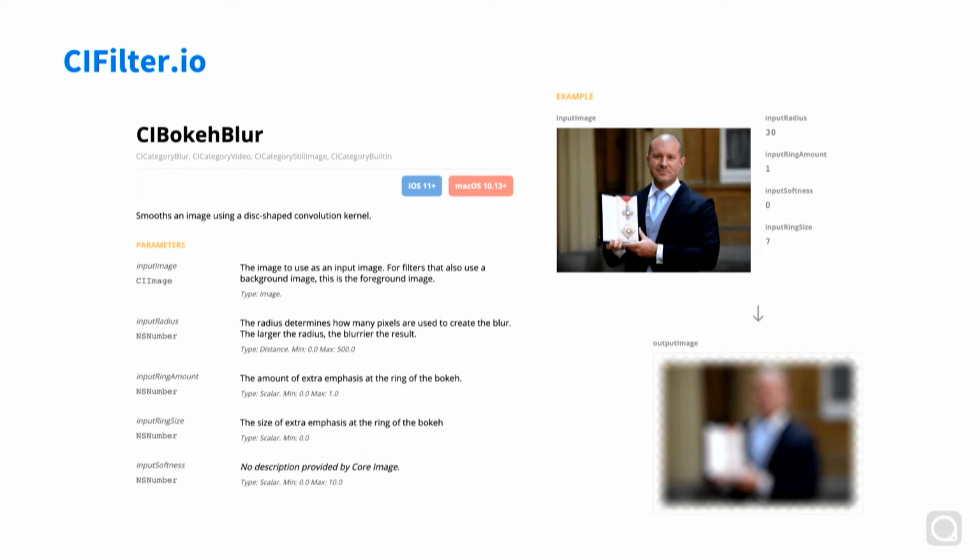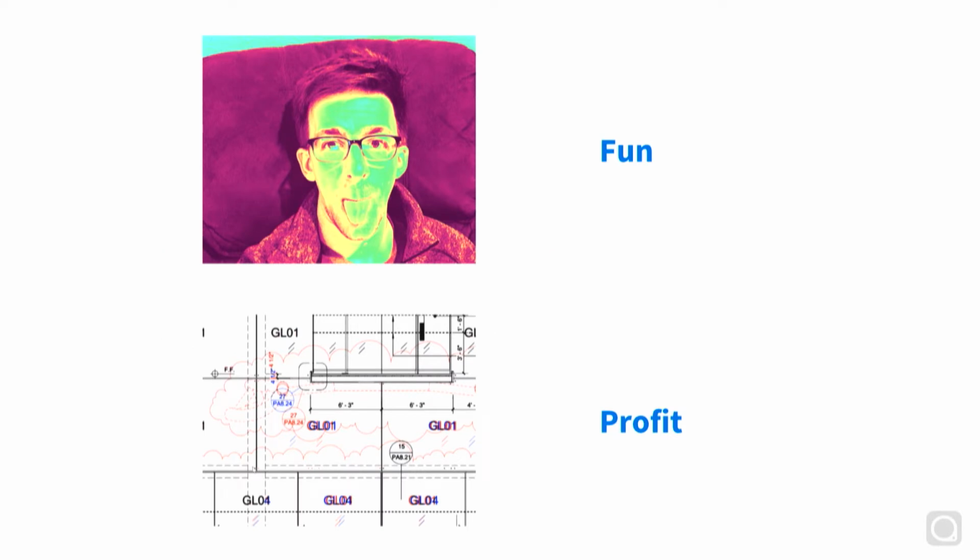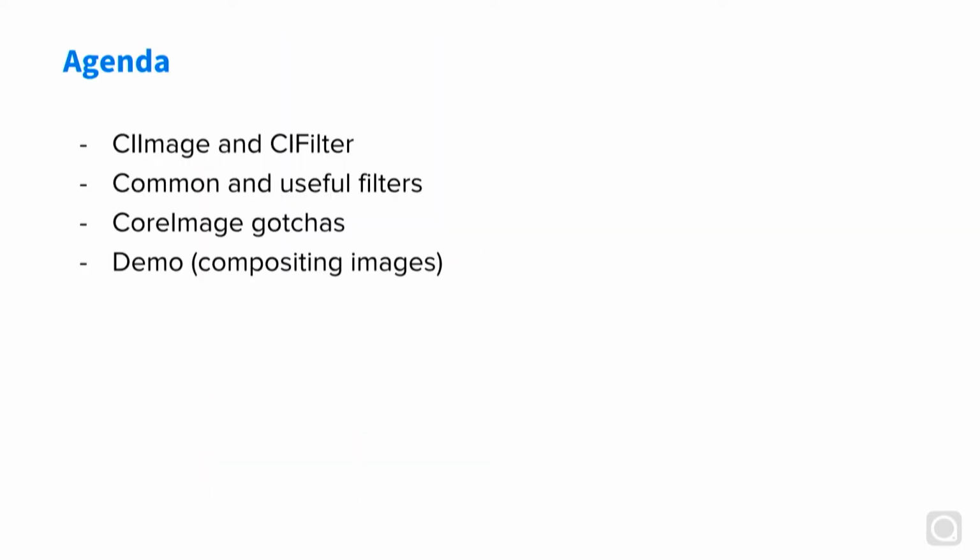Basically, this is a website where you can go online, search through every filter that exists, and it tells you which platforms it's available on, descriptions, parameters, and gives you examples of the different filters. During this whole process, I learned a lot. One of the things I realized is that CoreImage has everything from really fancy CoreImage processing pipelines all the way to photo booth selfie filters. So this is the fun and profit of CoreImage, and I'm going to hope to go into both today.